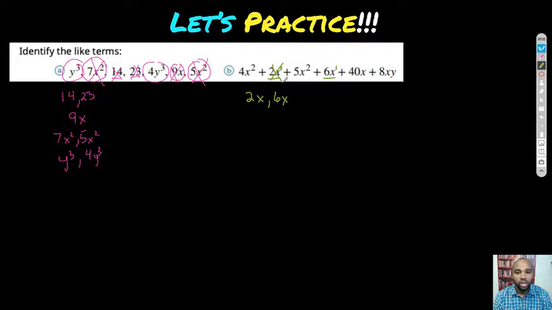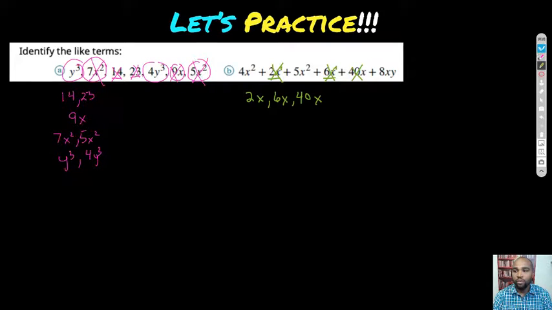I'm going to cross those out because we've identified those. Do we have any other x? Yes, we have a 40x. That would also fit in there. So 40x. And I'm just crossing those out because I'm noticing that these are all like terms, and I want to make it easy for myself to see what's left. So those are like terms.